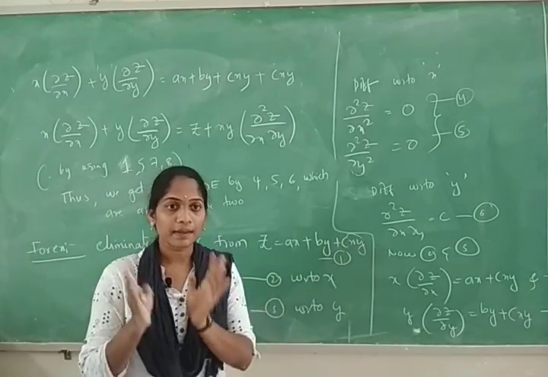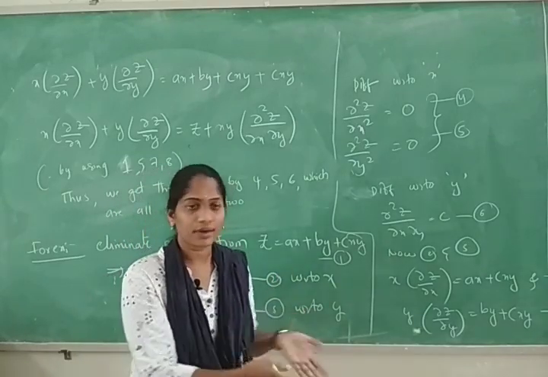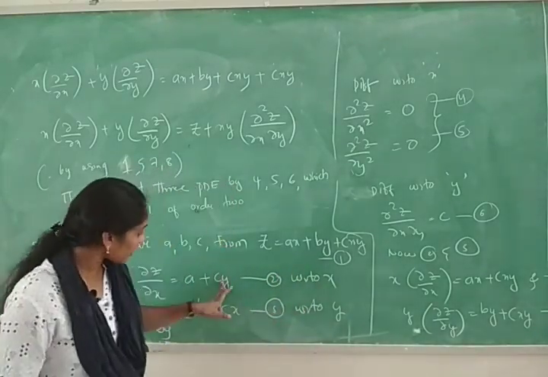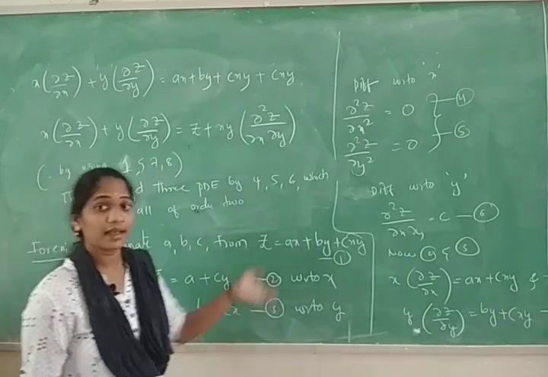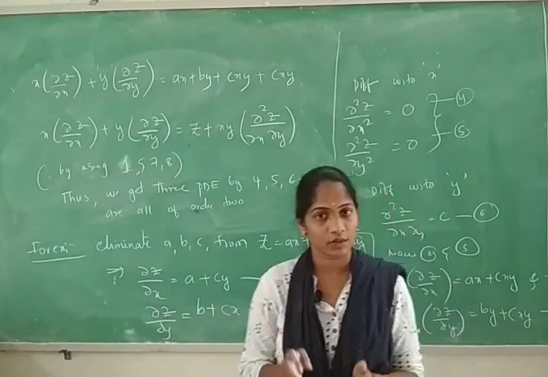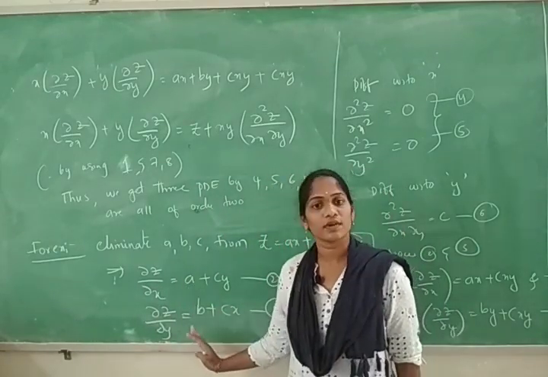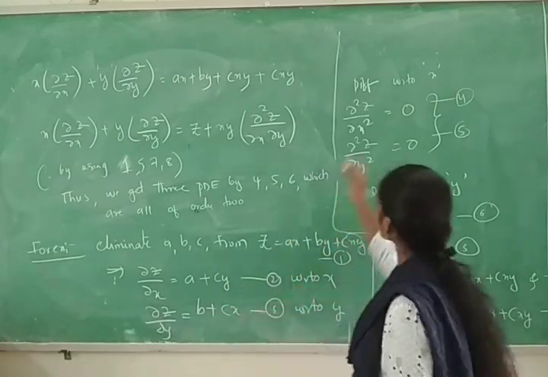And comparing to independent variables, arbitrary constants are higher and greater. So then you get another type of arbitrary constants. So once again you have to differentiate both these equations with respect to x and with respect to y. First, I am differentiating both equations with respect to x.